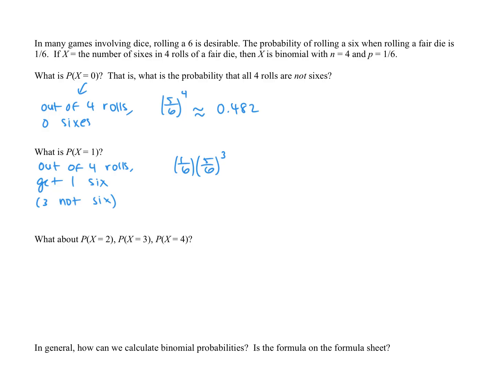This is not the full probability, though, or the full calculation. And why is that? Yara? They could happen in different orders. Okay, it can happen different ways. Thank you. So if I roll 4 times, the 6 could happen here, or here, or here, or here. There's 4 different possibilities, so I have to multiply by 4. So this is about 0.386.